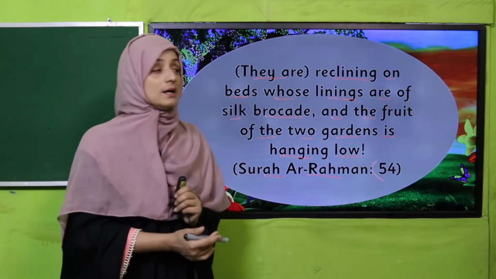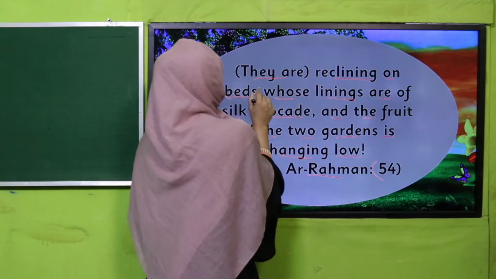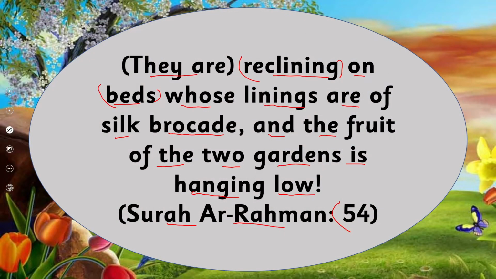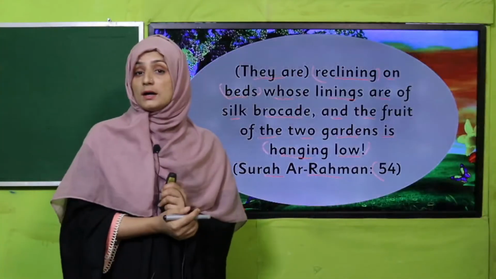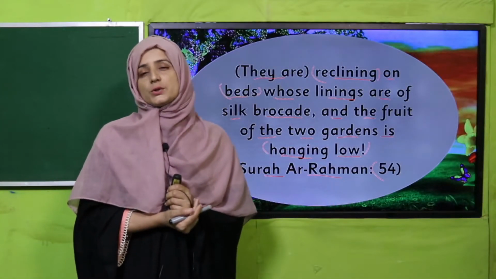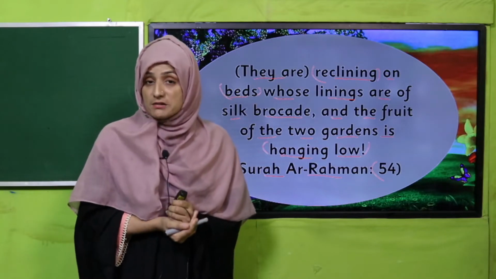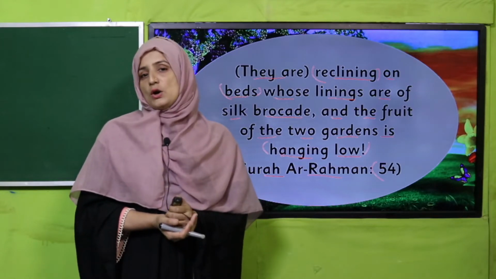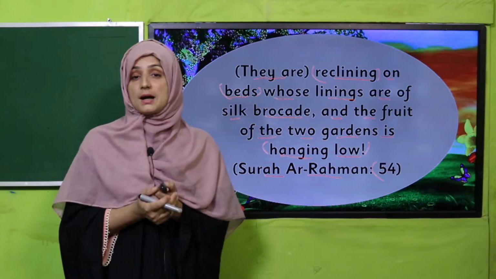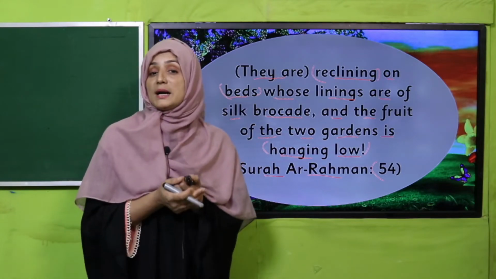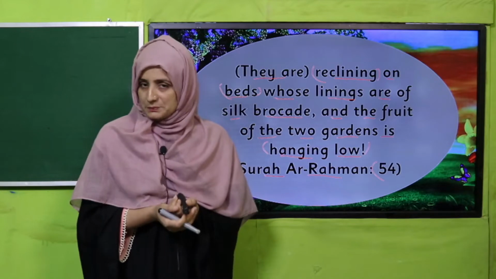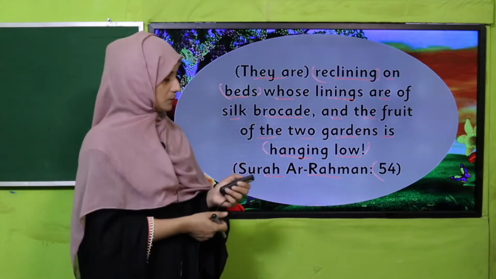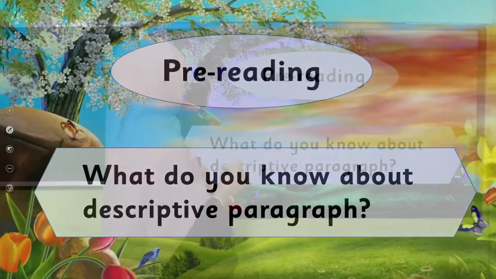And how they will be? They will be lying on beds. Reclining means lying. They will be sleeping, lying on beds, and there will be two gardens and their fruits will be hanging low. This is the reward for good people, for believers who have firm belief on Almighty Allah. So this is the reward for them. So we should also pray, Ya Allah Pak, Allah Almighty, bless us all these blessings in Jannah. Ameen. So first of all, we are going to refresh our previous knowledge.